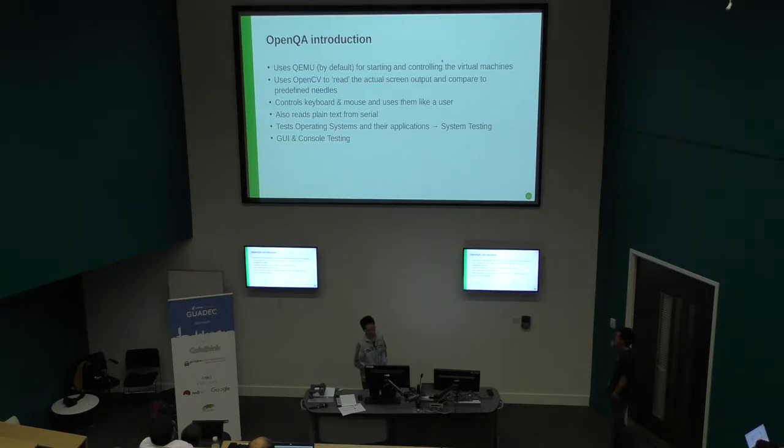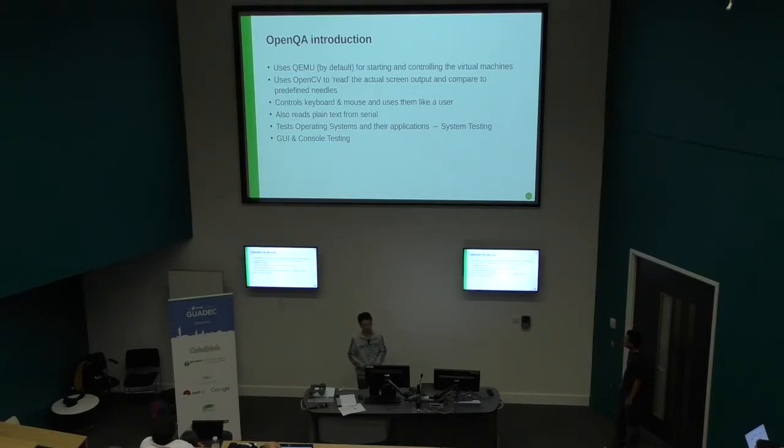openQA is free software released under the GPLv2 license. It is implemented in Perl and uses QEMU by default. Of course, it can use other backends for starting and controlling the virtual machine, and OpenCV for fuzzy image matching. That means that it should be installable in any system with a Perl stack.